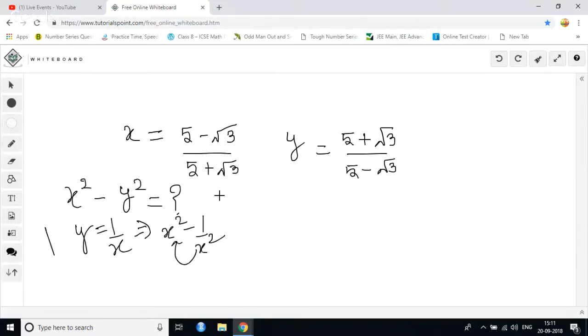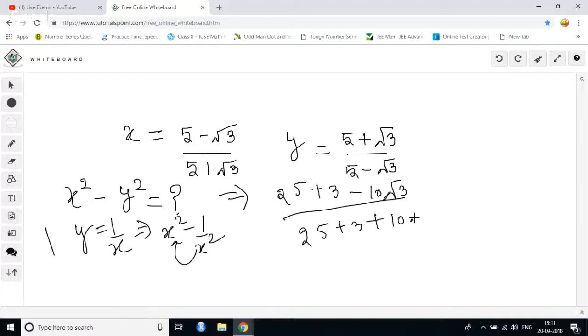The simple way to solve is you just find out the square of these numbers, as simple as that. And what would be the square of these numbers? So 5 square is 25, minus 3 square is plus 3, and 2 into 5 minus root 3, 10 root 3, divided by 25 plus 3 plus 10 root 3. How much would it be? So try to understand. This would be nothing but 28 minus 10 root 3 divided by 28 plus 10 root 3.